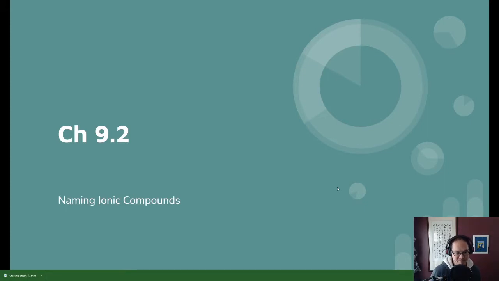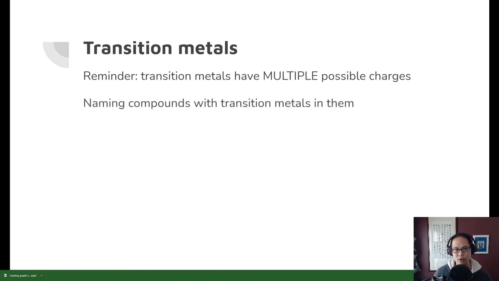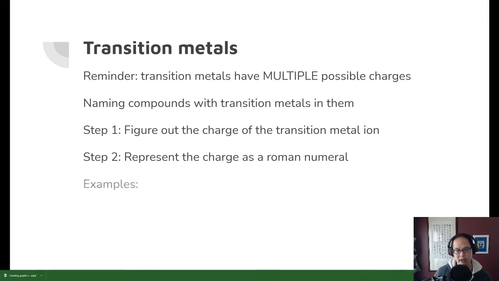Transition metals, reminder, they have multiple possible charges. You can't just look at the column and see what the charge is. So when you're naming compounds with transition metals in them, you have to figure out the charge of the transition metal ion, and then represent the charge as a Roman numeral. Let's take a look at two examples.